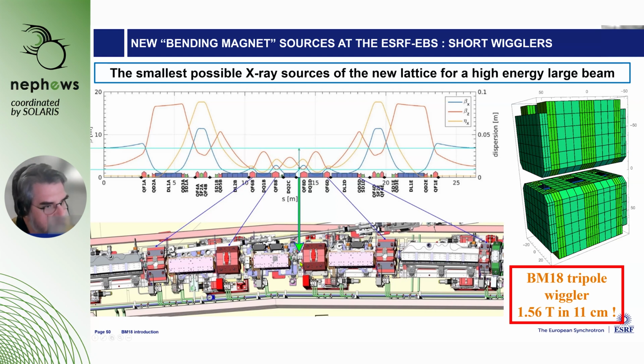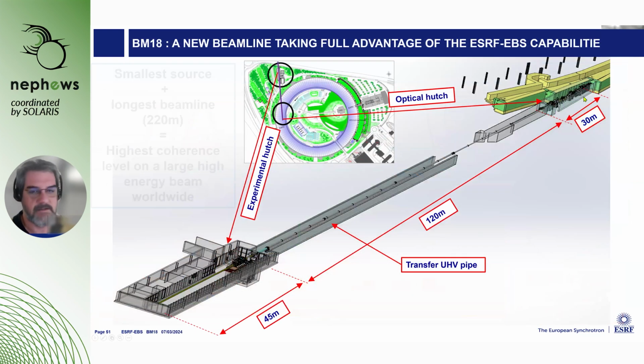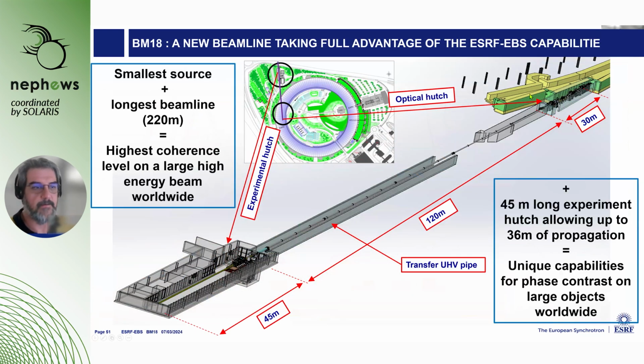And on top of that, the source of BM18 is a very short one. It's only 11 centimeters in length, but it reaches 1.56 Tesla. It means that we have the smallest possible X-ray source at the ESRF with the longest propagation distance. We have the longest beamline. So when you combine the two things, you have the highest level of transversal beam coherence for imaging in the world. So the concept of BM18 would have been impossible with the previous machine of the ESRF, because the coherence would have been limited by the source size. But with this one, we can reach a level of coherence that is really incredible.